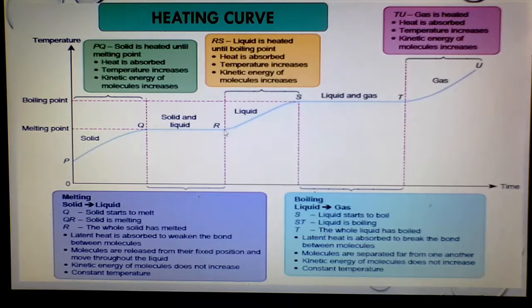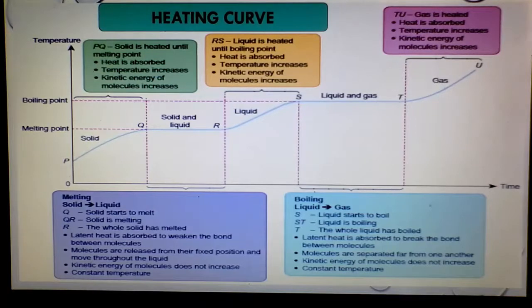Okay, now we look at RS. In RS, the liquid is heated until boiling point. There is no change in phase, but you can see here the temperature increases. So the amount of heat required here, we call it heat capacity. So temperature increases, kinetic energy increases. And then when we reach S, liquid state. Now ST is the boiling point, meaning the liquid starts to change to gas. So the amount of heat required here, we call it latent heat of vaporization. So ST is a mixture of liquid and gas. At T, all the liquid has changed to gas. So T means gas state.